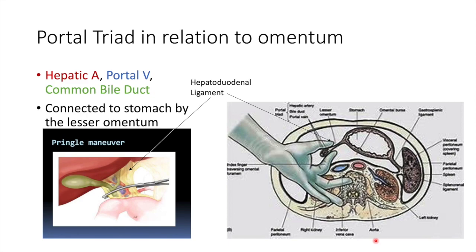So the portal triad in relationship to the omentum. So the hepatic, we had talked about the hepatic artery, portal vein, and common bile duct. And it's connected to the stomach by the lesser omentum. So here is the hepatoduodenal ligament containing this hepatic artery, portal vein, and common bile duct. Connected to the stomach right here. Here's our portal triad and that ligament.